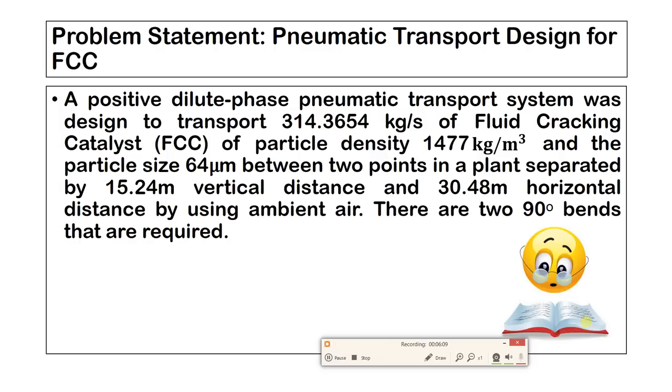So this is the problem statement for the design, where we are required to design a dilute phase pneumatic transport system, which is used to transport 314.2654 kg per second of fluid cracking catalyst, FCC. The particle density of FCC is 1477 kg per meter cube, with particle size of 64 micrometer. In the pneumatic transport design, we include the vertical distance of 15.24 meter and horizontal distance of 30.48 meter by using ambient air. There are two bends required in this design.